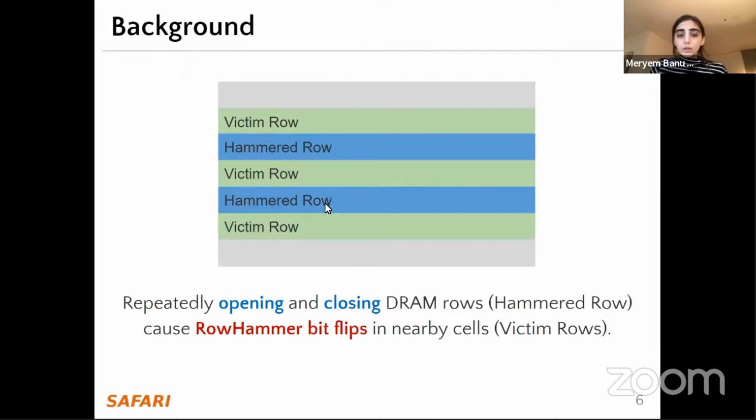And the phenomenon we want to investigate in this work is called RowHammer. Basically, it refers to the fact that if we repeatedly open and close a DRAM row, which is referred to as hammering, we will get bit flips in the nearby cells. The rows that contain these cells with bit flips are called victim rows.